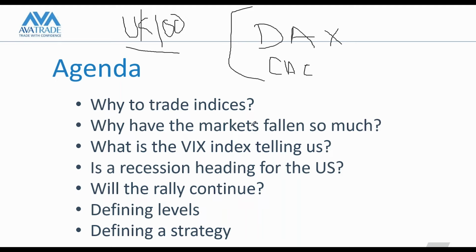Now, what happened yesterday? The second question is, why have the markets fallen so much? The markets have fallen so much because yesterday we had the US CPI data. For those of you who do not know what CPI is, CPI is your inflation data. Inflation is how much money it costs you to buy the same goods now in comparison to a month ago, a year ago, or 5 years ago. But mostly it's compared on a year-on-year basis and a month-on-month basis.